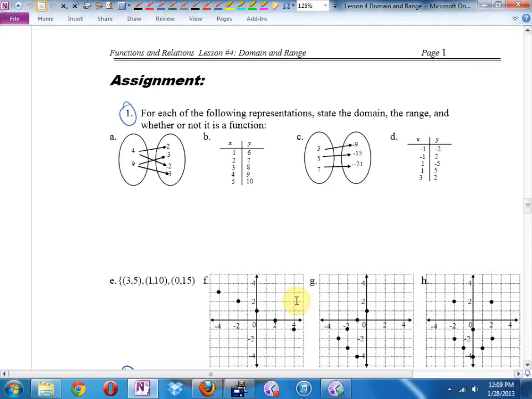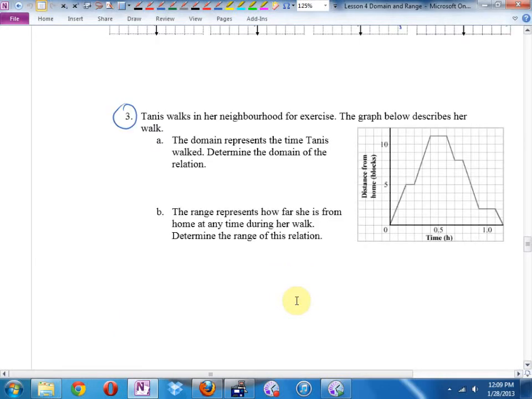Yep. 3. Okay. So now we're talking about a specific situation. The domain is the x values, and the graph describes her walk. Now I got to read: on the y-axis is the distance from home, on the x-axis is time in hours.